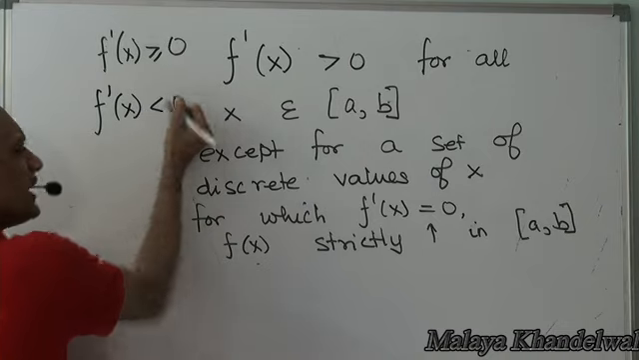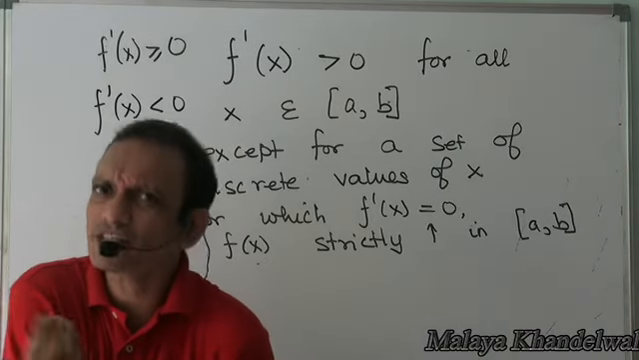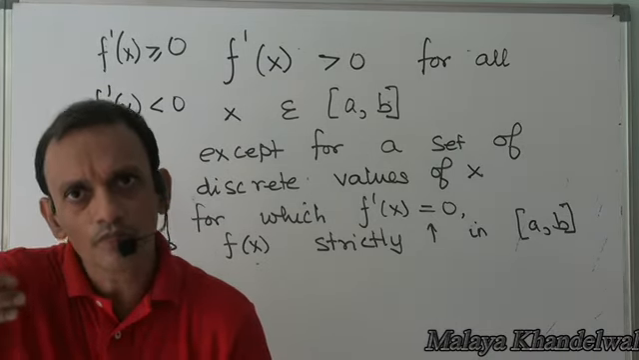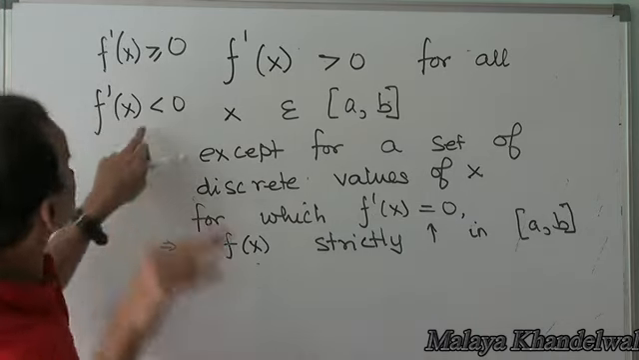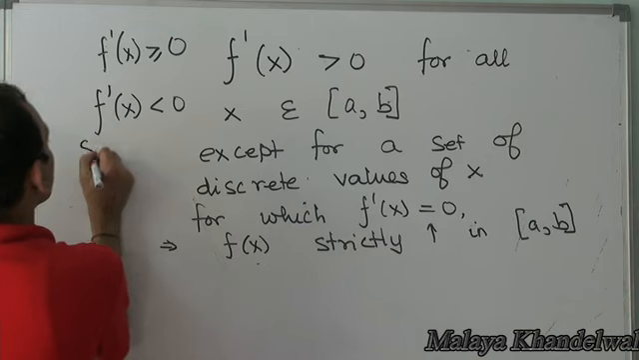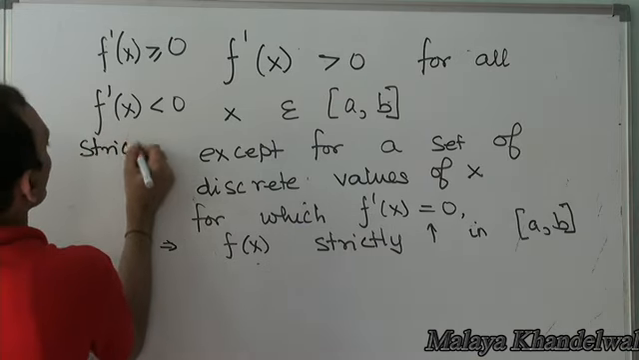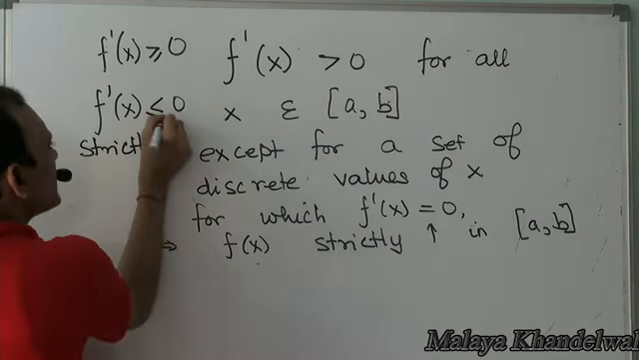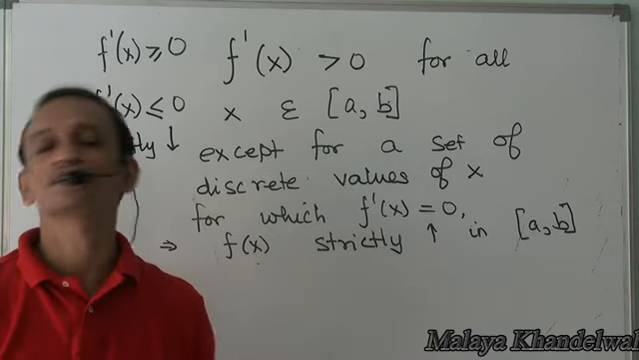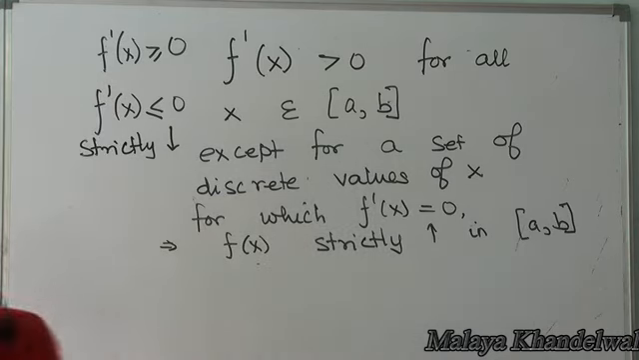Similarly, if f dashed x is less than 0 for all x, except for some discrete values of x where f dashed x could become 0, then also the function is strictly decreasing. That means f dashed x less than or equal to 0, where it's less than 0 for all x except some discrete values of x where f dashed x could become equal to 0, then the function is said to be strictly decreasing in the interval a to b.